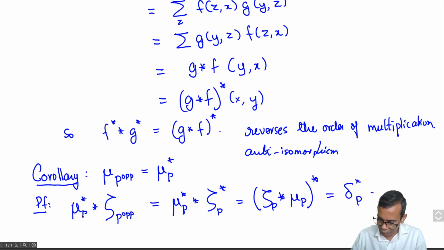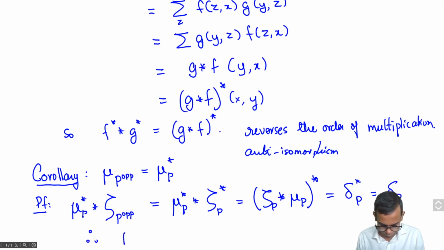Okay, but delta of P star is just delta of P because this is anyway a symmetric function. It's non-zero if and only if x is equal to y. And so mu P star is the Mobius function of P op.